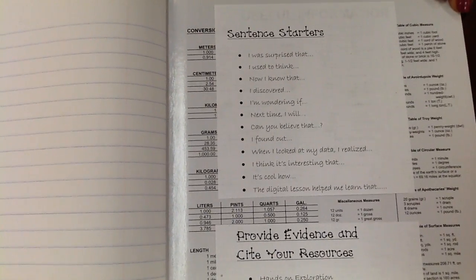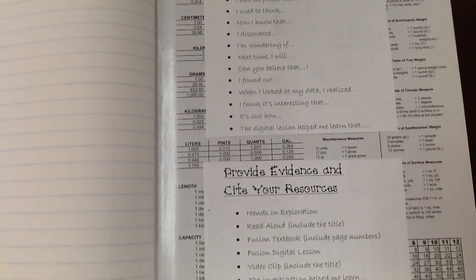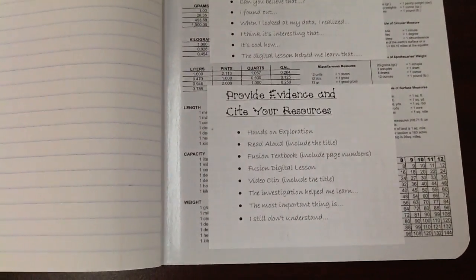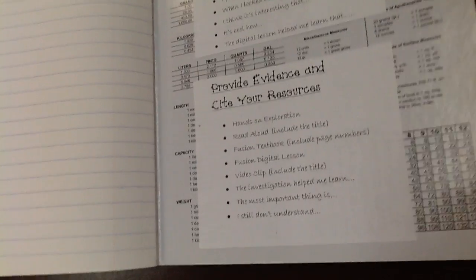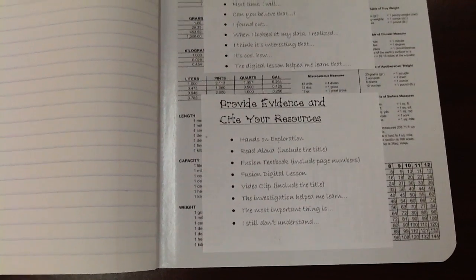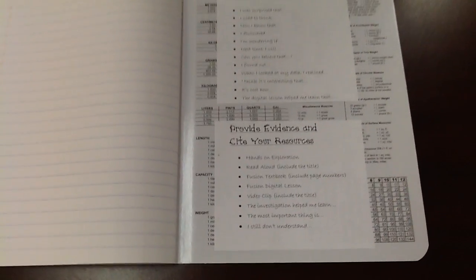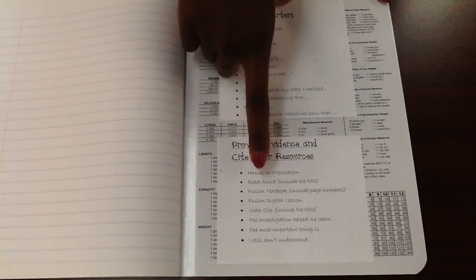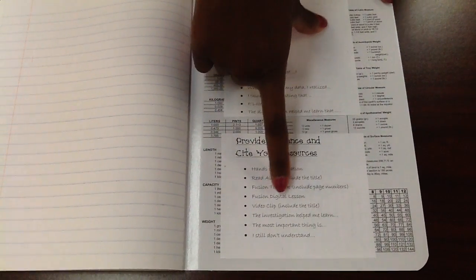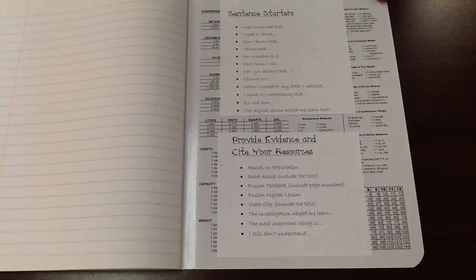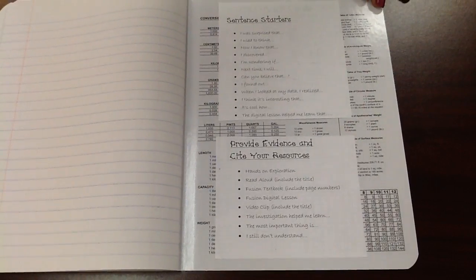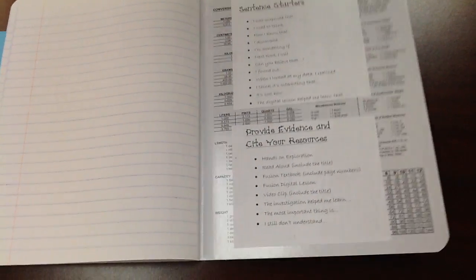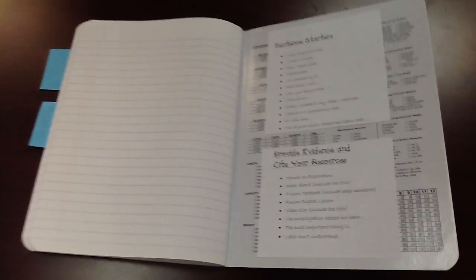Under that, I've got the provide evidence and cite your resources. Scientists are always giving credit where credit is due, and this is a way for students to include the credit and the resource where they found the information. For example, maybe they learned something from a hands-on exploration, a read aloud, their textbook, or a digital lesson. We want to get them used to including sources because this supports the Florida standards in ELA, in addition to giving credit to the sources.